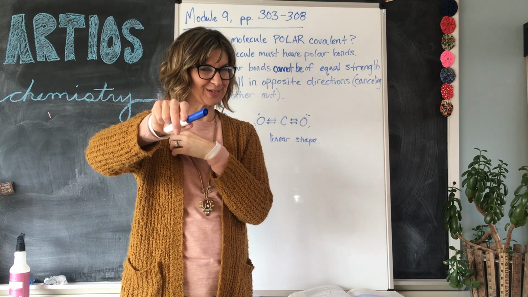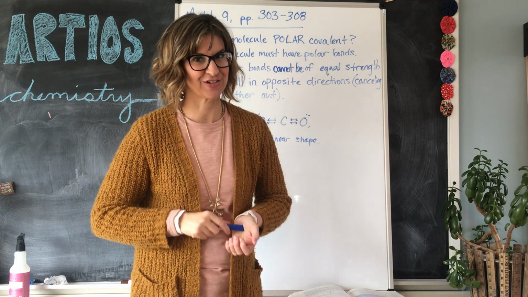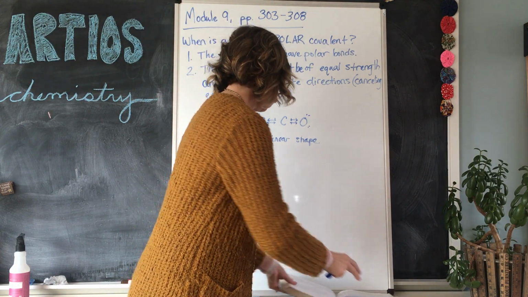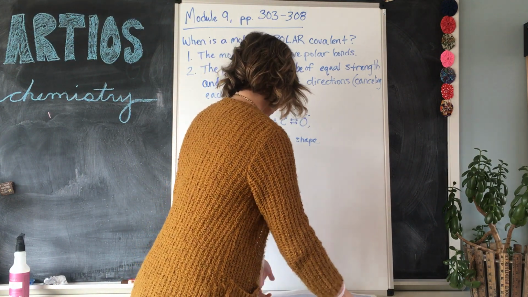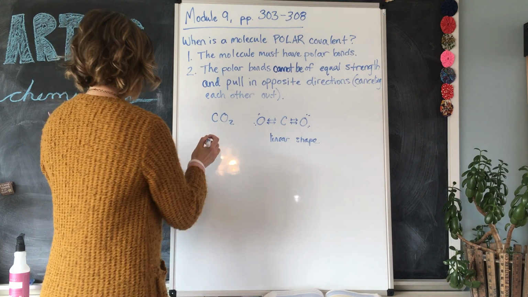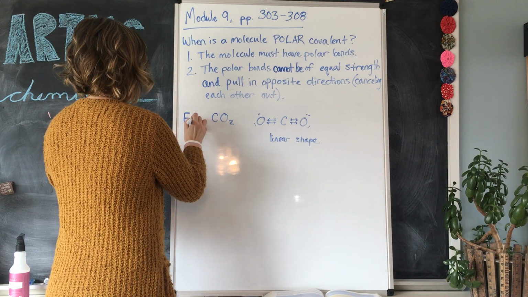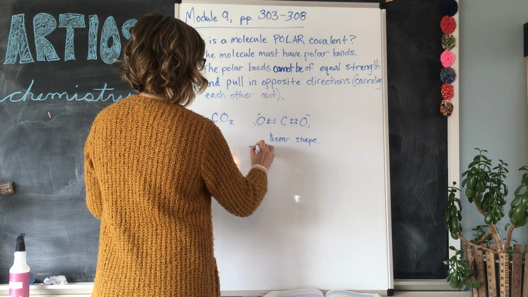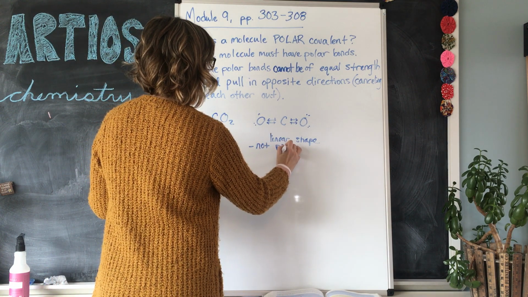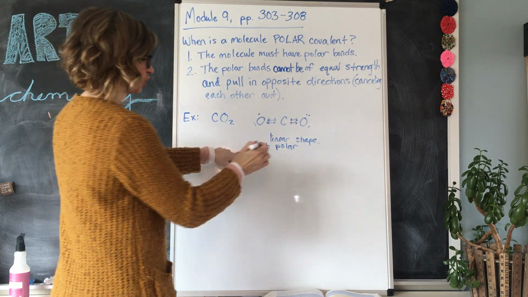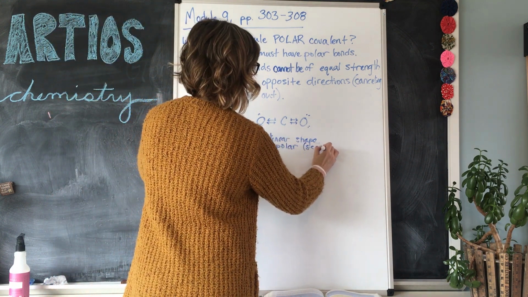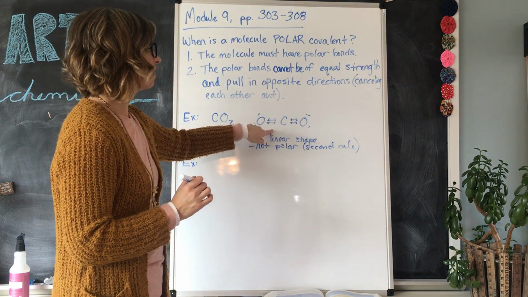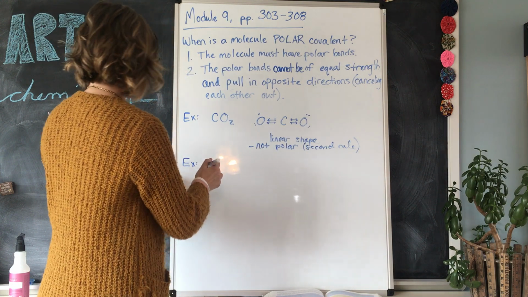Read in your book too. I feel like you're going to need that explanation to really understand this as well. Okay, let's take another example. So this was an example, and we determined that this was not polar. Because of rule 2, the second rule. The bonds were, in fact, of equal strength, and they did pull in opposite directions. Okay, let's try another one.